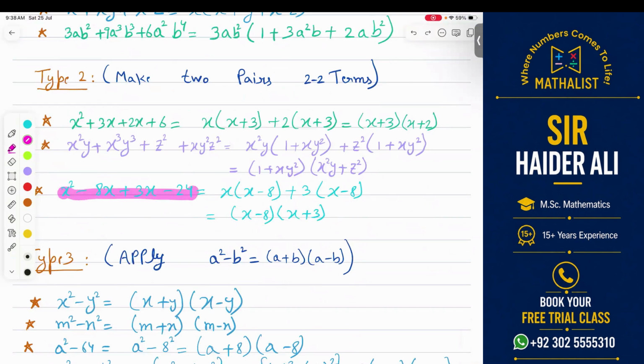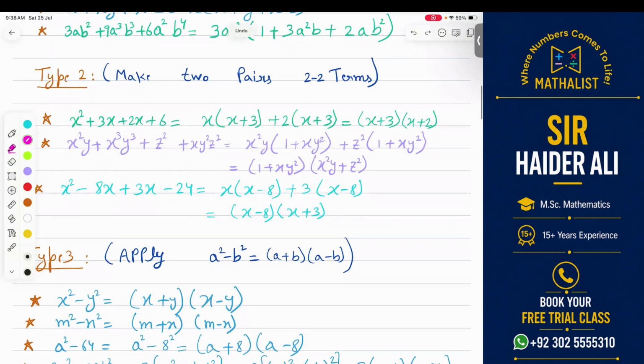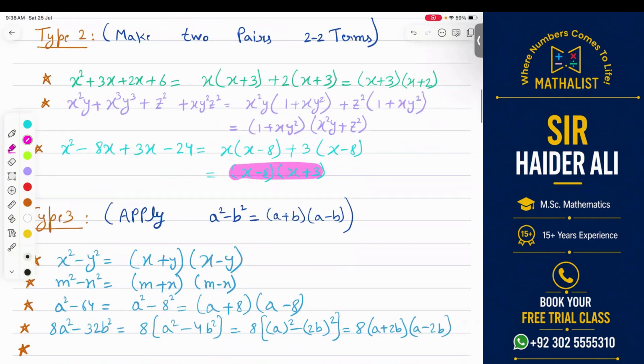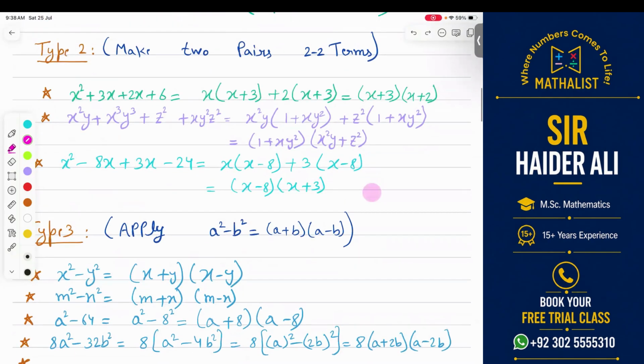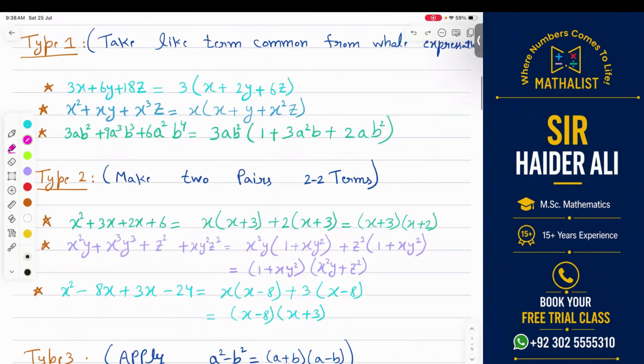Similarly here, x is common from the first 2, x minus 8, then plus 3 common, x minus 8. Inside, x minus 8 is the outside common, inside we have x plus 3. So this one is the answer after making 2 pairs. Okay. See type 1, type 2.